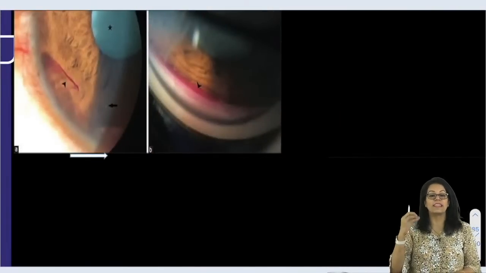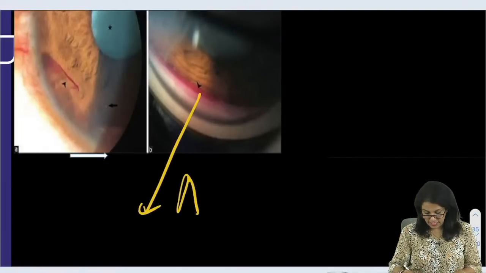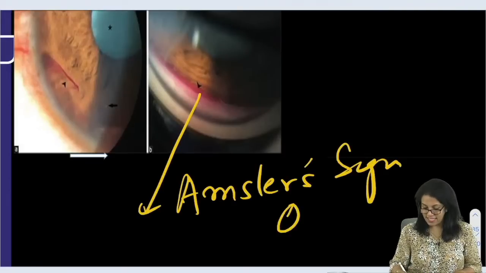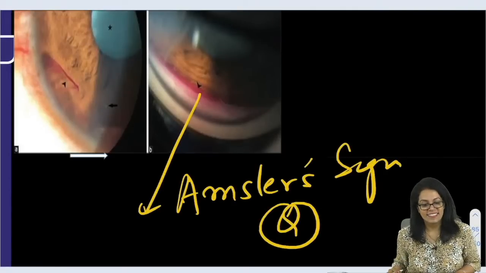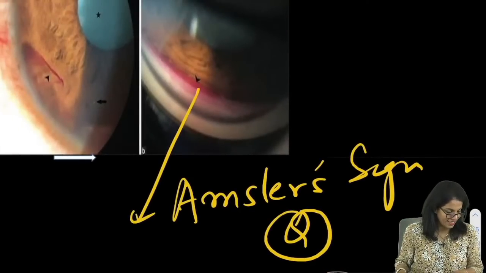Bleeding after paracentesis, bleeding at the angle that is seen on gonioscopy. This is what is Amsler's sign. So this has been your exam question. What is Amsler's sign? Very nice. Yes, many of you are answering correctly.